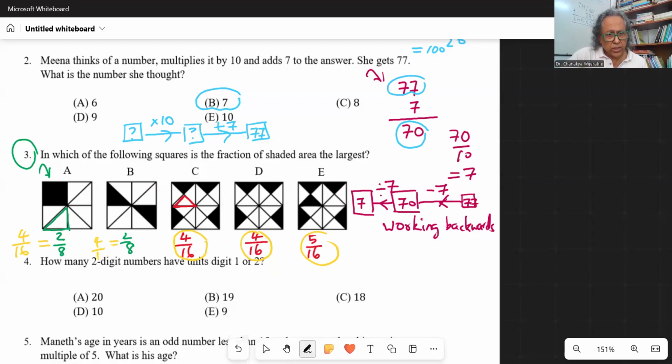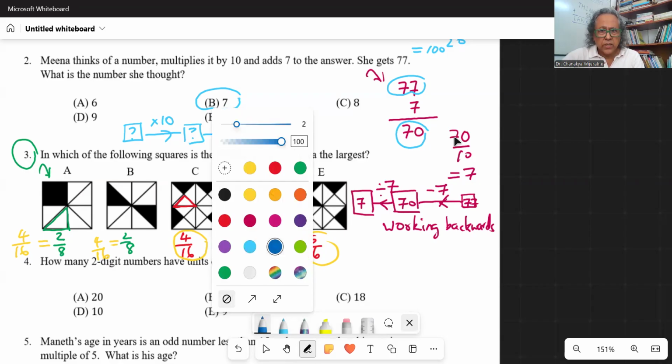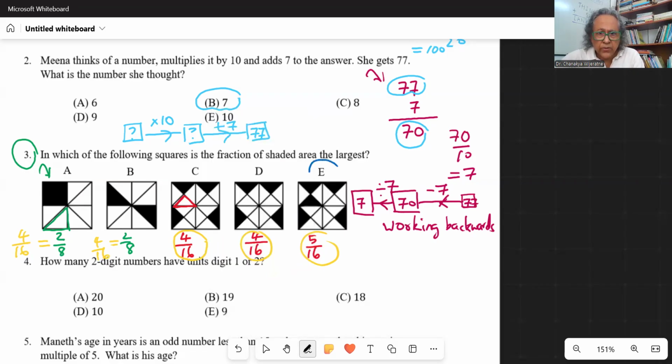So which one is the largest fraction? Of course, the last one, right? So the answer is E, right? Okay, so let's move on to the next question.